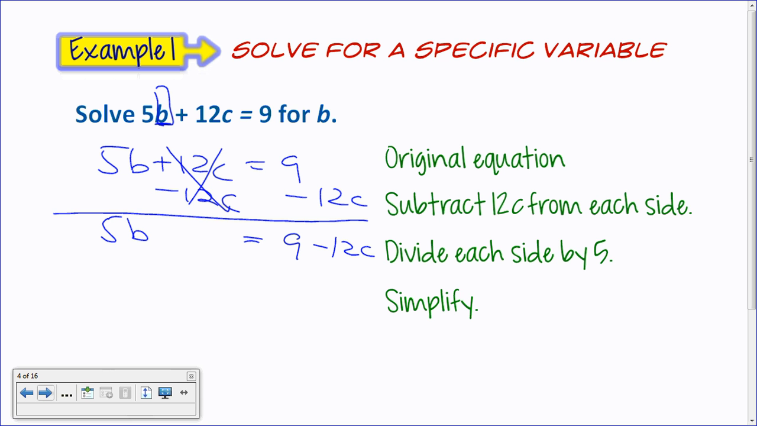Well, we're not worried about the C though. We're just worried about the B right now. That's what it's asking me to solve for, right? So basically, I just got to get the B by itself. What would I do next? Divide by 5. If I do something to one side, I do it to the other side. So I'm going to take that whole thing, divided by 5. What am I left with?